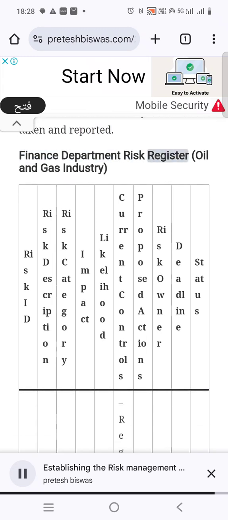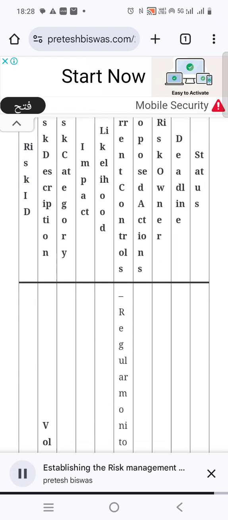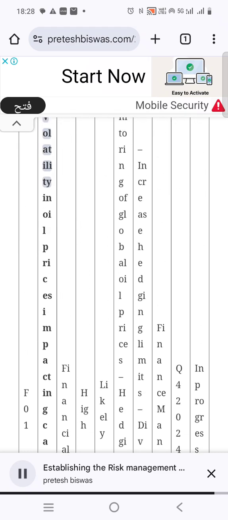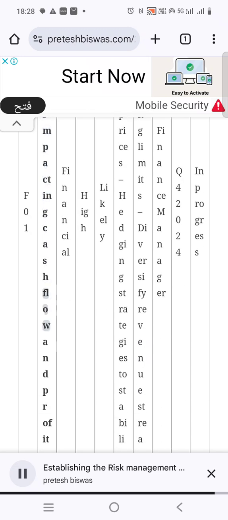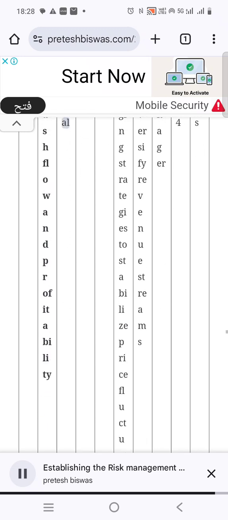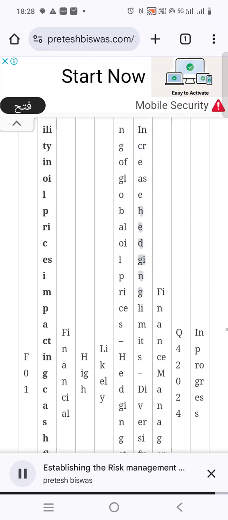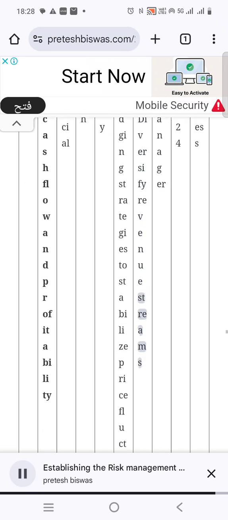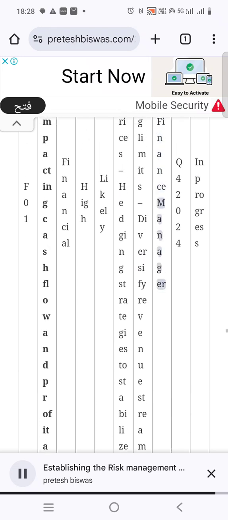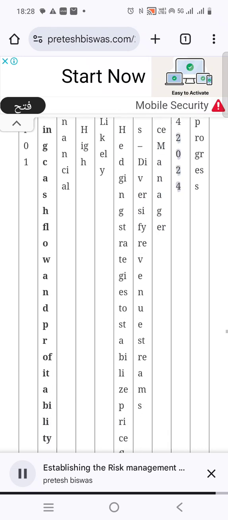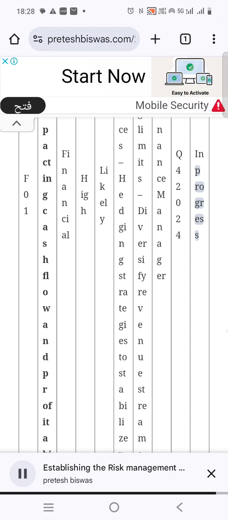Finance Department Risk Register, Oil and Gas Industry. Risk ID, Risk Description, Risk Category, Impact, Likelihood, Current Controls, Proposed Actions, Risk Owner, Deadline, Status. F01. Volatility in oil prices impacting cash flow and profitability. Financial. High. Likely. Increase hedging limits, diversify revenue streams. Finance Manager. Q4 2024. In progress.